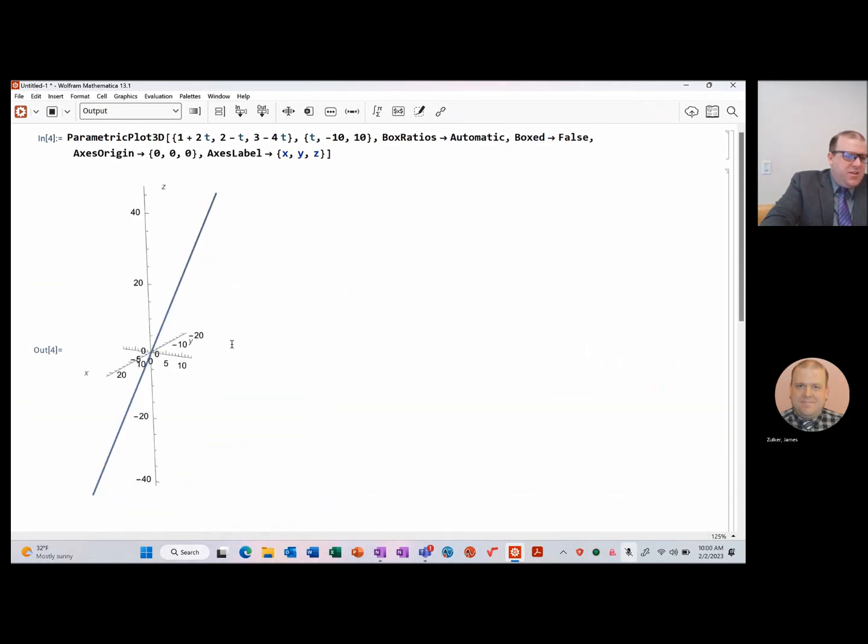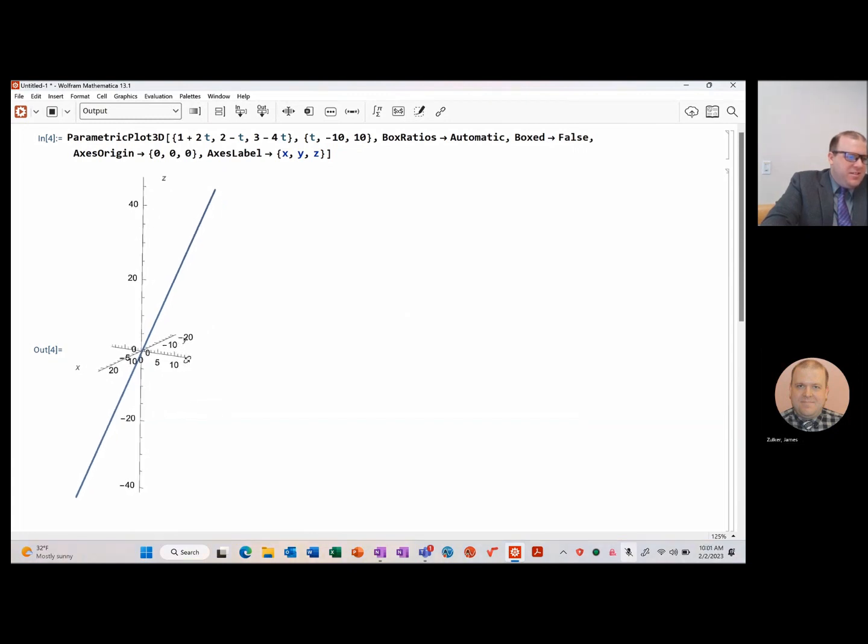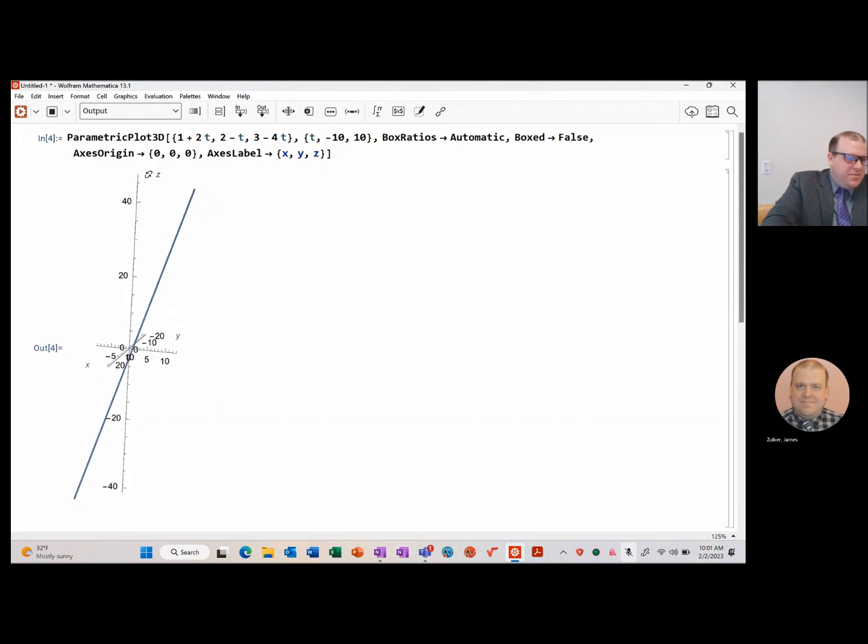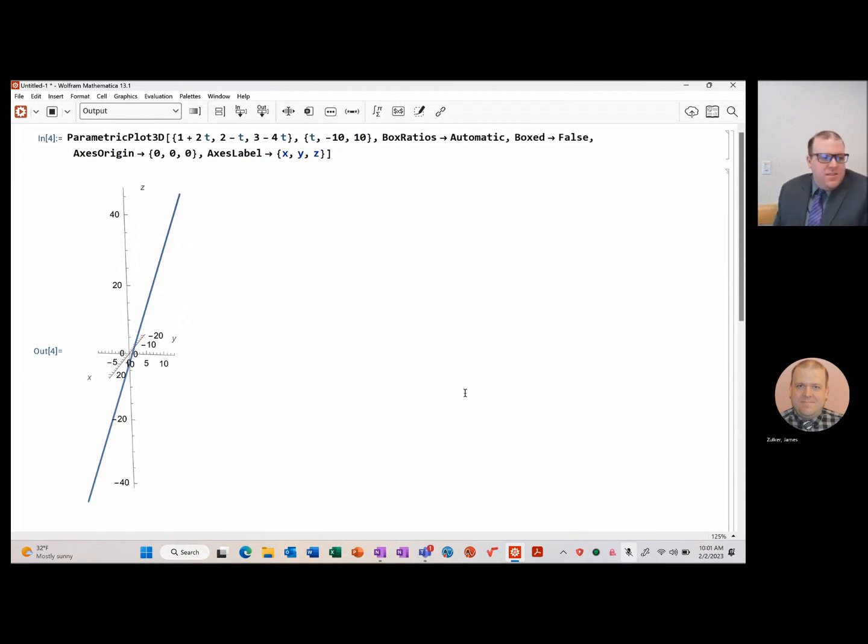Try and stand it up. There we go. That kind of resembles what the coordinate system would look like. With certain plots, though, it's going to be really difficult to see the X, Y, Z, right? Because look how they're kind of like inside.